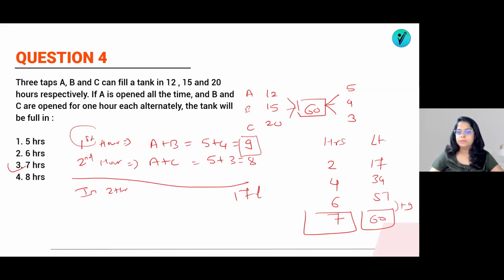That's it. Easier. We just have to find out the 17. So if I divide 60 by 17, 17 threes are 51, means at least 3 pairs of 2 hours will be complete, that is 6 hours. Plus in the 7th hour, 9 liters will fill. So the total will be 7 hours. 60 liters will be full. Okay.